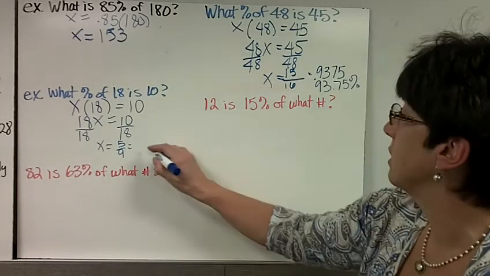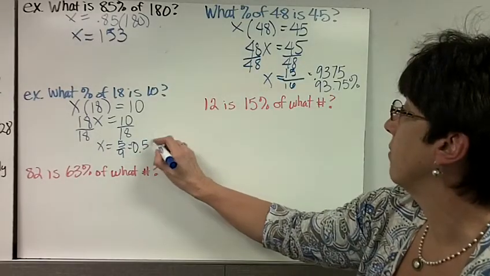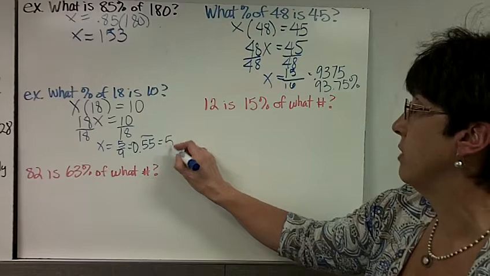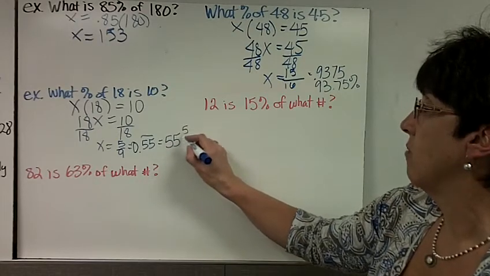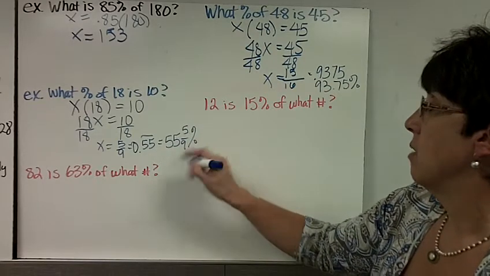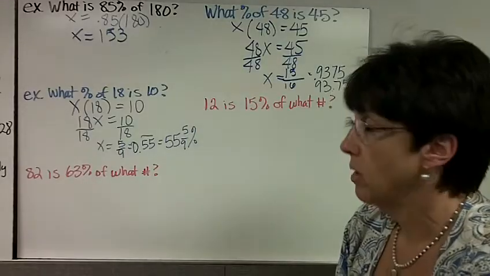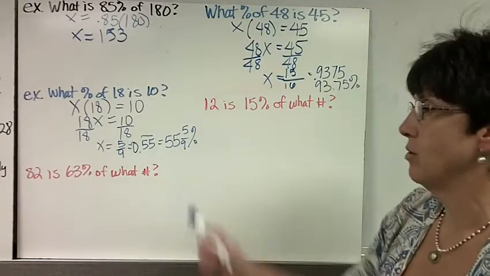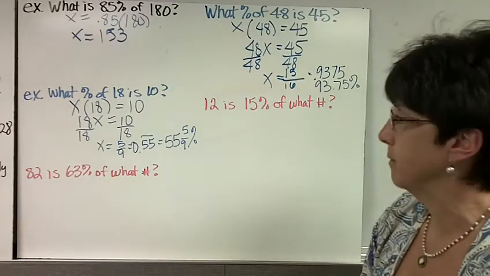Anything over 9 is a repeating decimal. So it's 0.55 repeating. Put the bar over. And that would be 55 and 5/9%. Because remember, for repeating decimals in a percent, we write it as the fraction. That's the way you can tell that this is a repeating decimal in a percent.